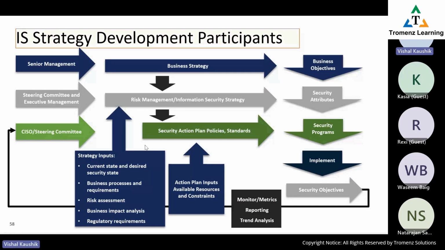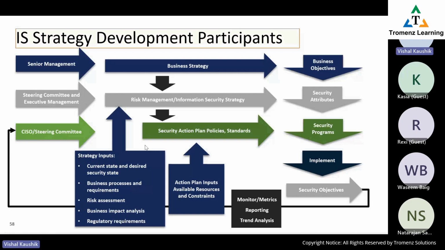So we have what we now call the IS strategy development participants. Here we have senior management, steering committees, and executive management. We have the CISO or the CIO and the steering committee. This shows the participants who are involved in developing a security strategy and their relationships, and aligns them with the business objectives. So all these committees and individuals need to align themselves with the business objectives.